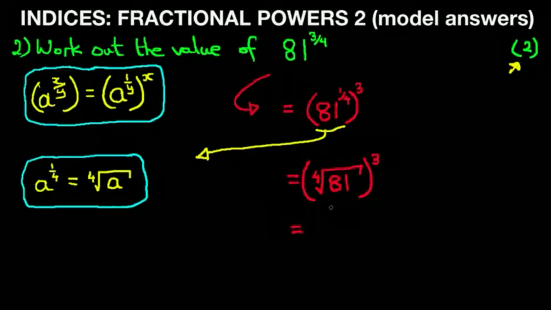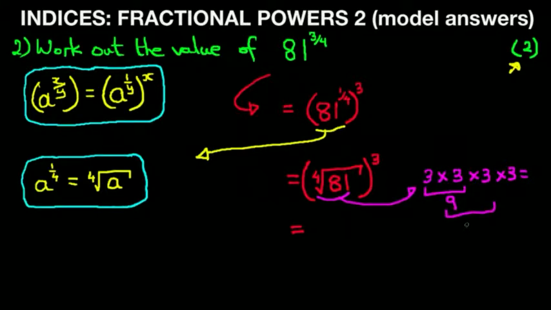So this next part here, what number multiplied by itself 4 times gives 81? Now you should know this by now. The answer is 3. Let's double check this. 3 times 3 times 3 times 3 equals 3 times 3 is 9. 9 times 3 is 27. And 27 times 3 is 81.